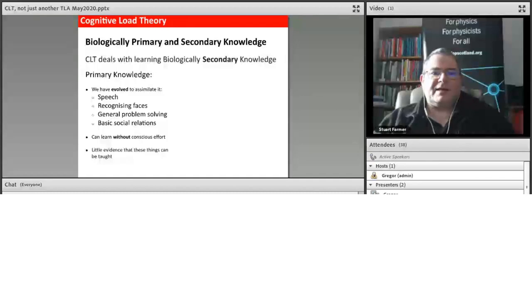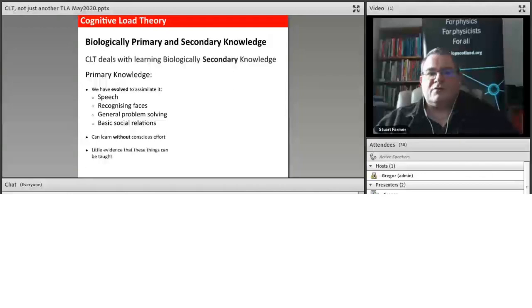And he came up with this distinction between biologically primary and biologically secondary knowledge. Biologically primary knowledge is the sort of thing that we as human beings have evolved to learn and do automatically through evolution. We learn when we are very small how to speak a native language. And there are obviously lots of instances where children are brought up by parents from two different countries, where the mother may speak one language and the father another, and the kid grows up bilingual.